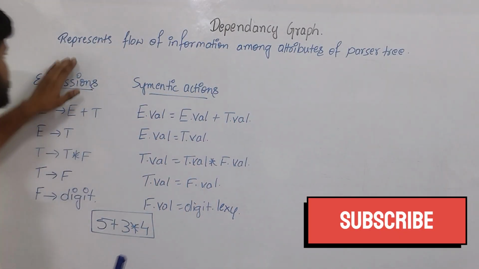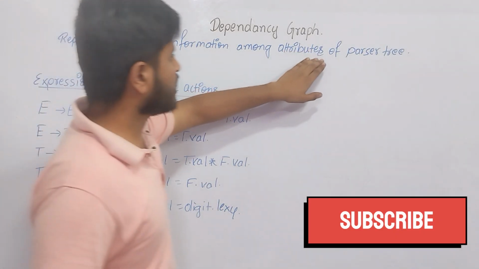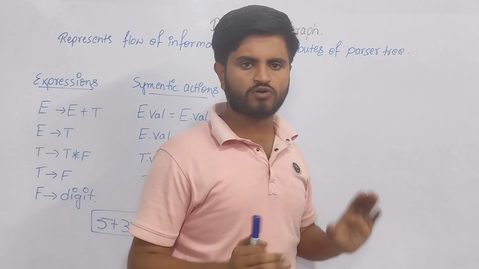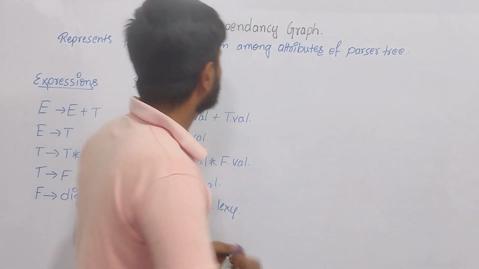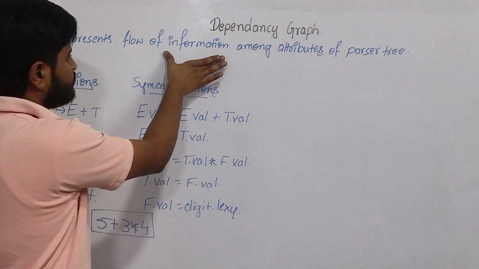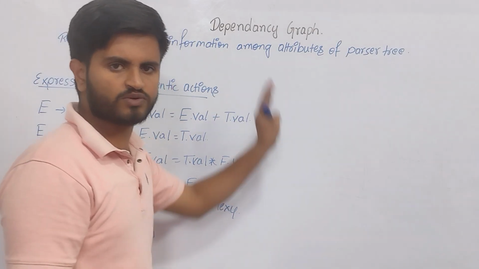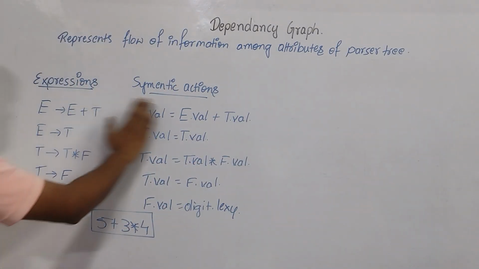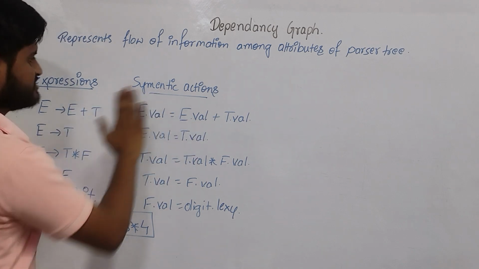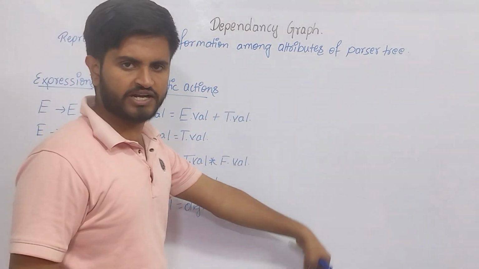So the dependency graph represents the flow of information among the attributes of the parse tree. So what we will be doing? We will be drawing the parse tree and using those attributes we will be showing the information going upside, from the downside towards the upside. Now they may give the expression, or they may give both the expression and the semantic action. You need the semantic action to draw the dependency graph.